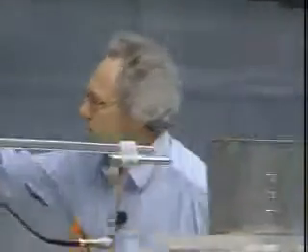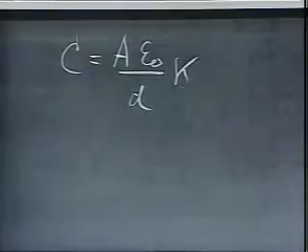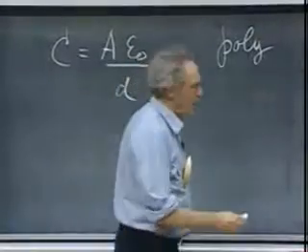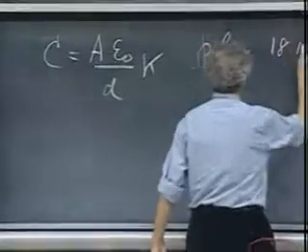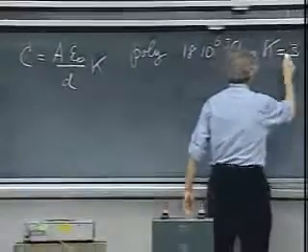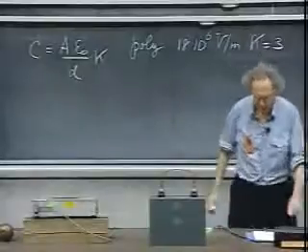If you want a very large kappa, you would say, well, why don't you make the layer water in between? That has a kappa of 80. The problem is that water has a very low breakdown electric field, so you don't want water. If you take polyethylene, I just call it poly here, just as abbreviation. Polyethylene has a breakdown electric field of 18 million volts per meter, and it has a kappa, I believe, of 3.